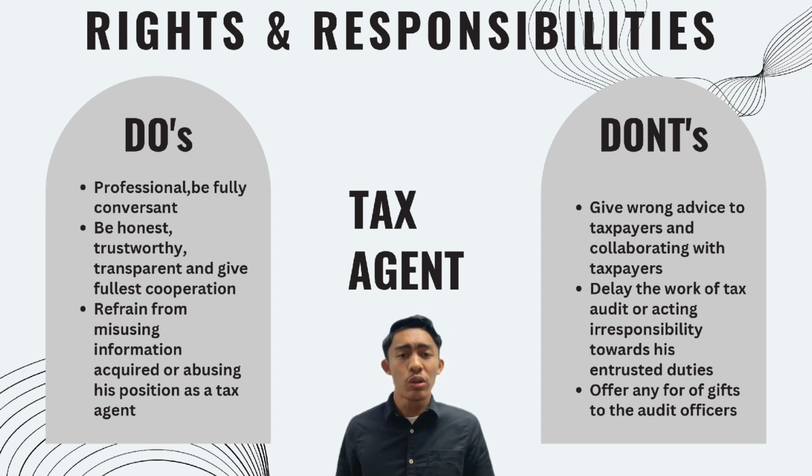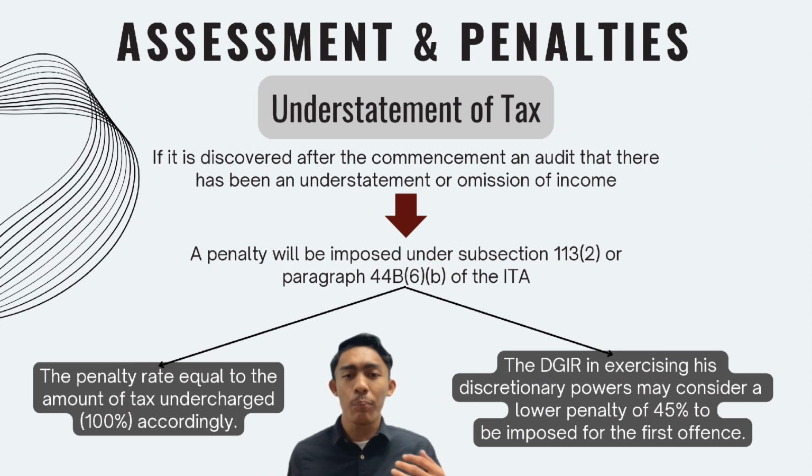There are also don'ts of the tax agent which are giving wrong advice to the taxpayer and collaborating with the taxpayer to avoid paying the correct amount of tax. Delaying the work of a tax audit or acting irresponsibly toward his entrusted duties, offering any form of gift to the audit officer. Assessment and penalties.